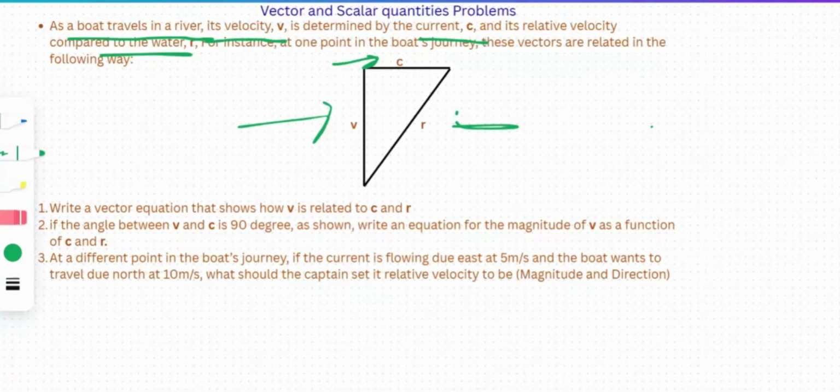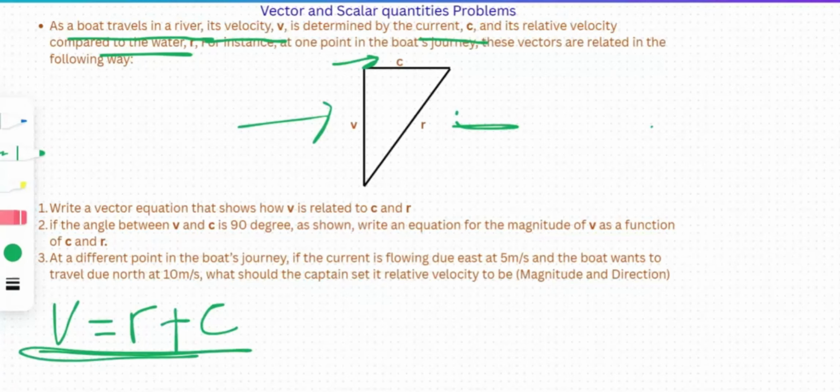Since v depends on c and r, it makes sense for us to say that v is a resultant vector. That means v is equal to r plus c. So that is the equation. That's the answer for the first one, just v is equal to r plus c.